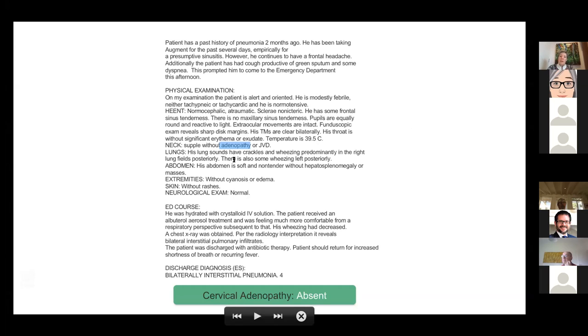But so here's a new word for my negation. I need to have the word without so that I know it's negated. But you know, there's lots of different types of adenopathy and lymphadenopathy, and I'm looking for cervical, and it doesn't have the word cervical here. So Graham, how did I know that this is cervical lymphadenopathy when it doesn't say cervical?